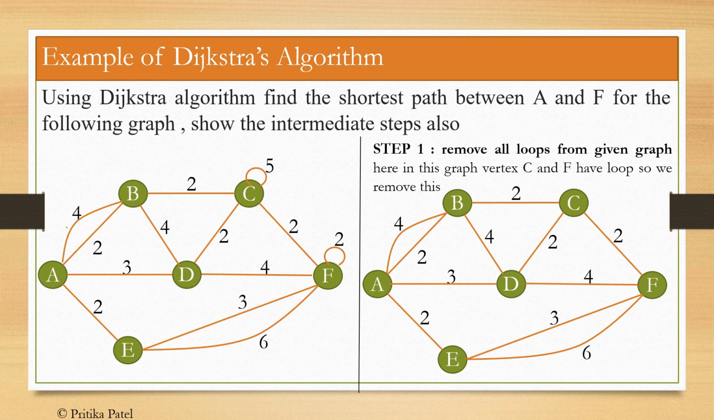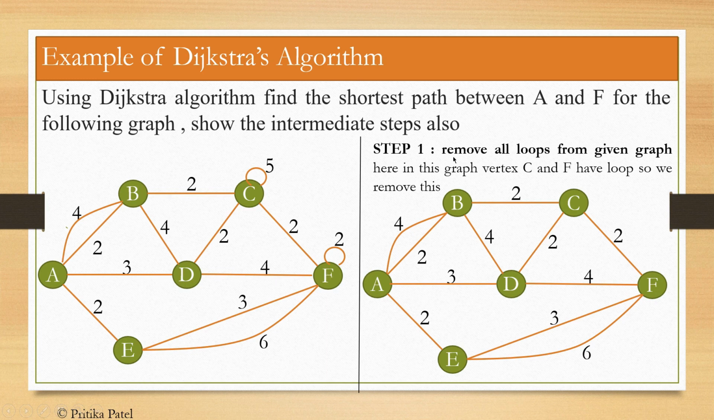Now an example of Dijkstra's algorithm. Using Dijkstra's algorithm, find the shortest path between A and F for the following graph, showing the intermediate steps also. So here one graph is given and we have to find the shortest path from A to F.